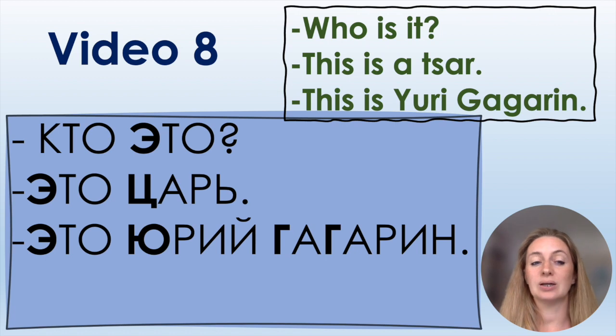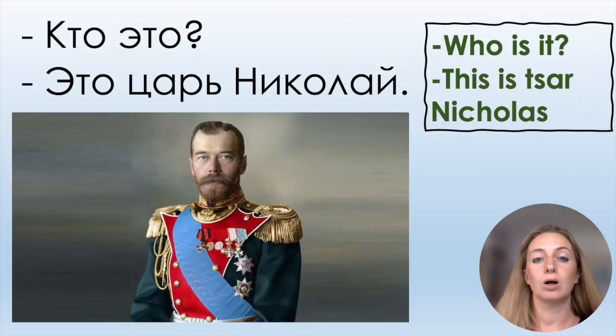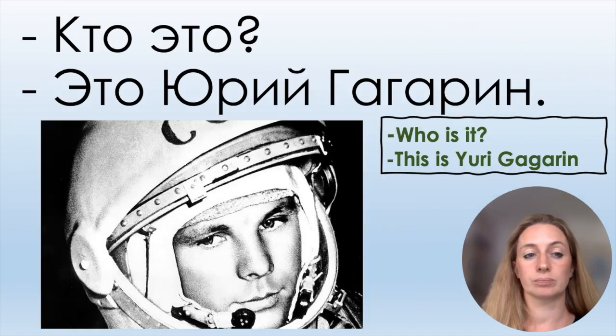Let's practice with me other words with these letters. Кто это? Это царь Николай. So this is our key sentence for this video. Who is it? This is Tsar Nikolai II, Nicholas II. I put for you here his picture. Кто это? Это Юрий Гагарин. A very famous Russian cosmonaut.